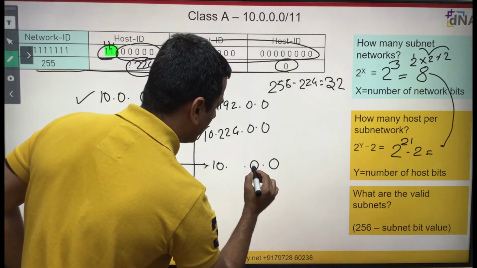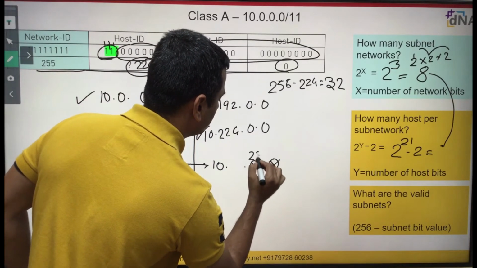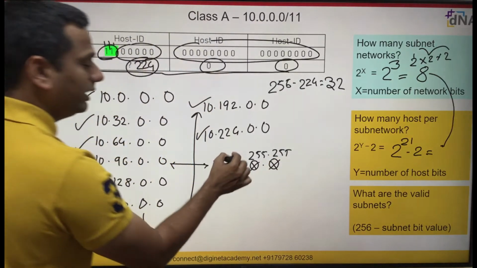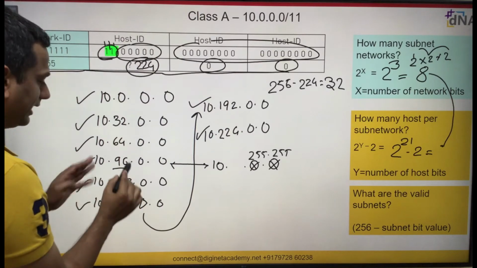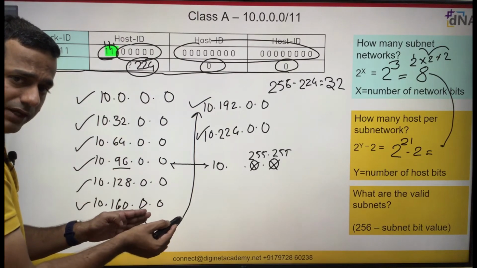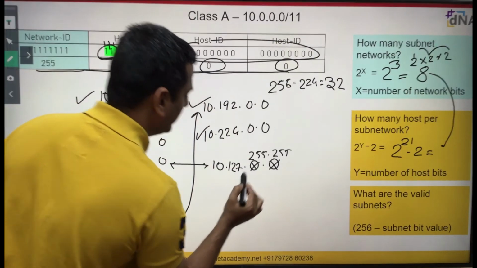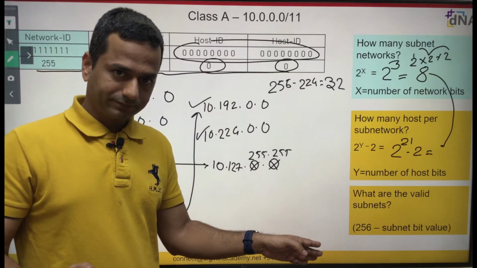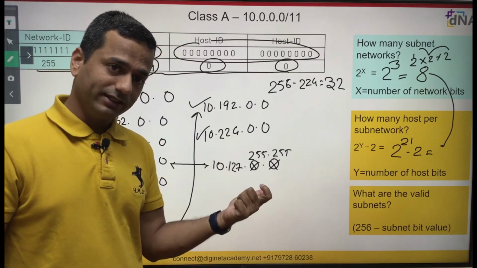So here, instead of 0, you have 255.255. Now think about the second octet. So what is your network ID? 96. 96 plus 32 is 128. Before 128 is the last address, 127 is the broadcast. Simple. 10.127.255.255. Correct. Now the third and fourth octet, right?